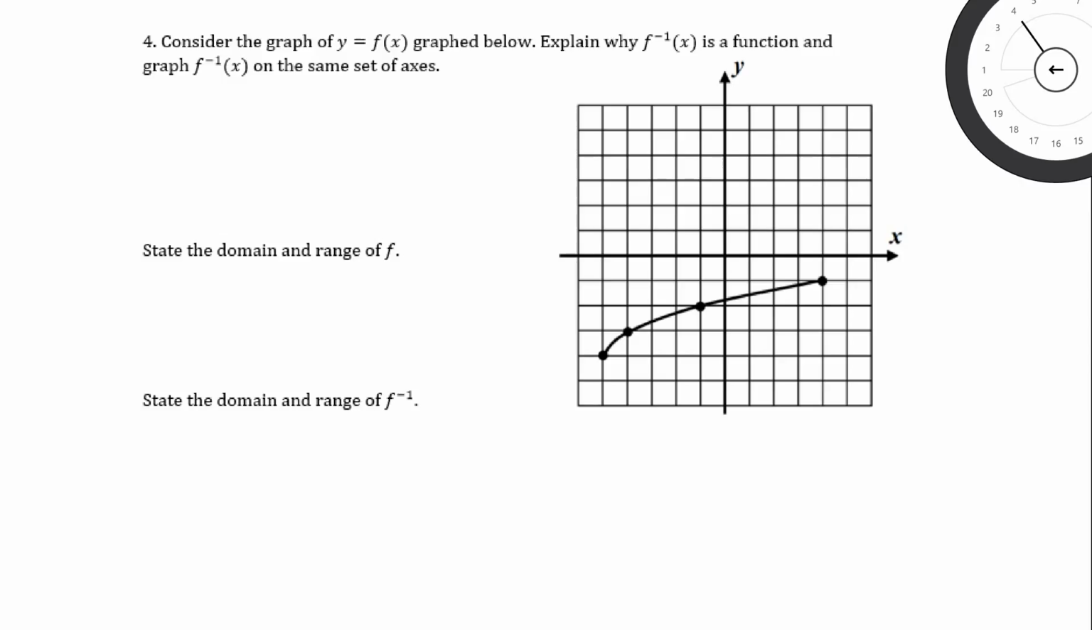So here for this first question, it says, consider the graph of y equals f of x graphed below. So remember, f of x is just a notation for the function. So here we have a function. We know that this is a function because it passes the vertical line test, meaning all of the x values are unique, so there are no duplicated x values. It then says explain why f negative 1. So f negative 1, what that means to us is this is talking about the inverse.